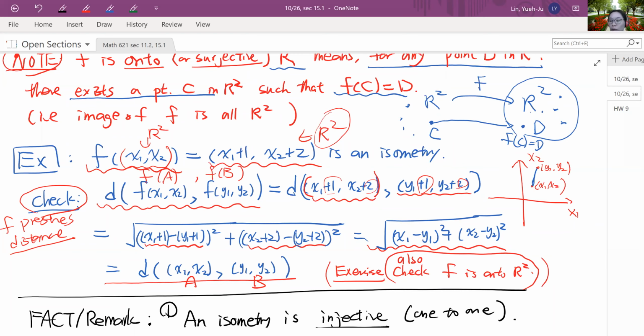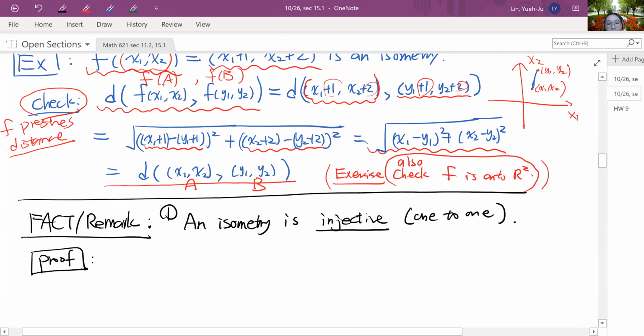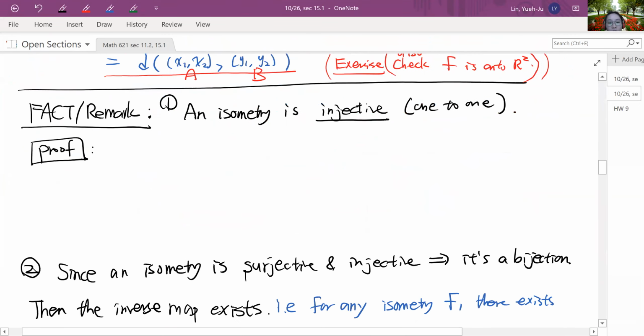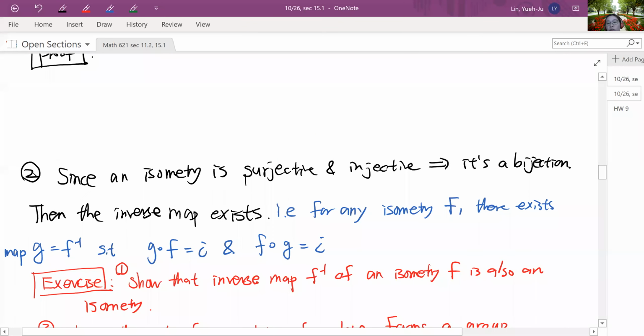Okay, so I'm going to stop here. Next time I'm going to come back to talk a little bit more about isometry, and I will tell you what good properties come out of isometry. Then I'm going to introduce that there are many different kinds of isometry, like translation, rotation, and so on.